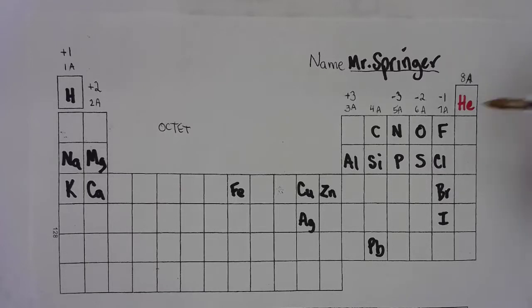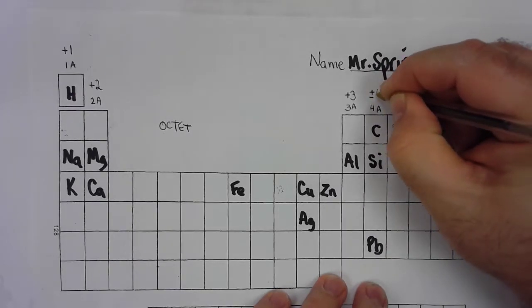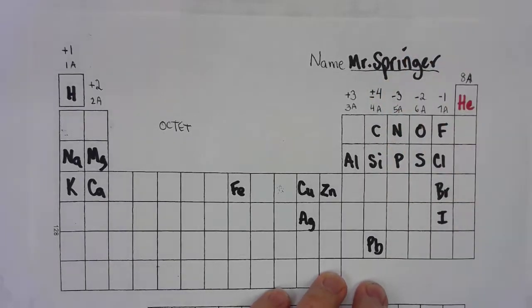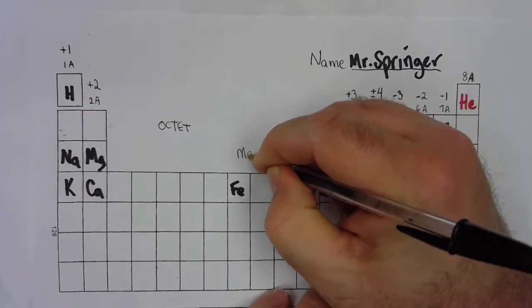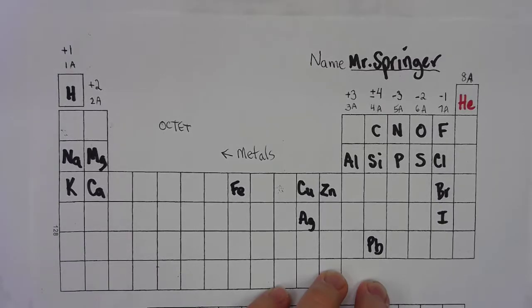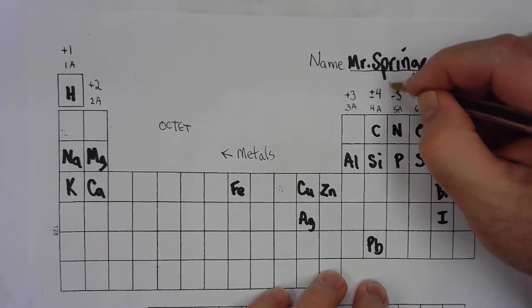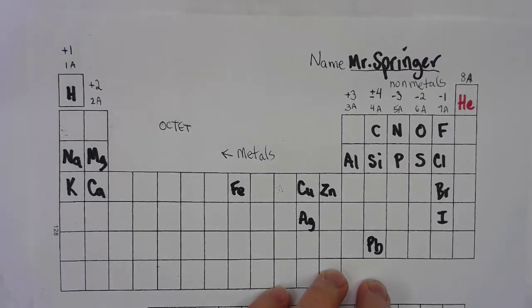Group 4A could gain 4, it could lose 4. It just depends on what it's with, basically, whether it gains or loses. So I usually put a plus or minus 4 above that column. Typically, metals, which are things on this side of the table, will lose electrons or give away electrons, and nonmetals, which are on this side, tend to gain electrons.